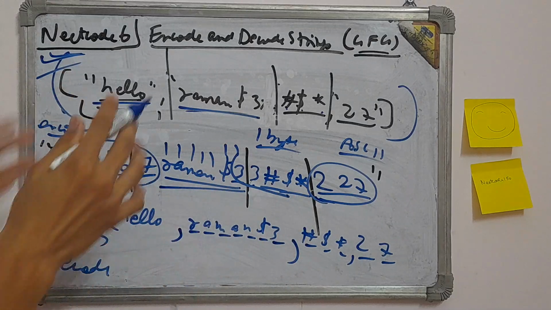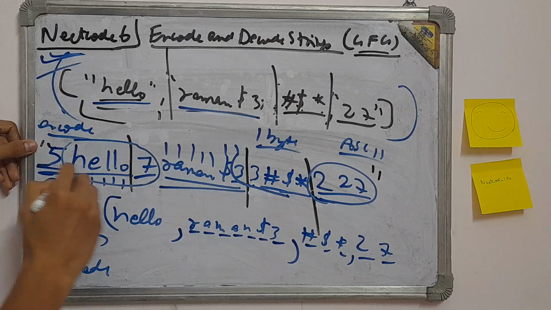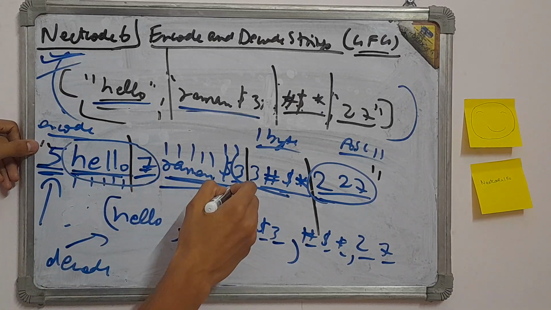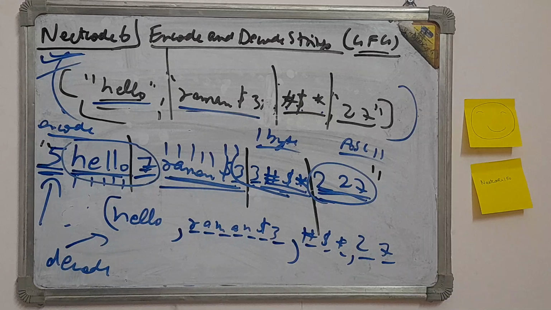We don't need to care because our algorithm works perfectly so that it reads only what it needs to read. 5 hello, 7 Raman $3, 3 hash dollar star, and 2 to 7. So this was a simple algorithm.